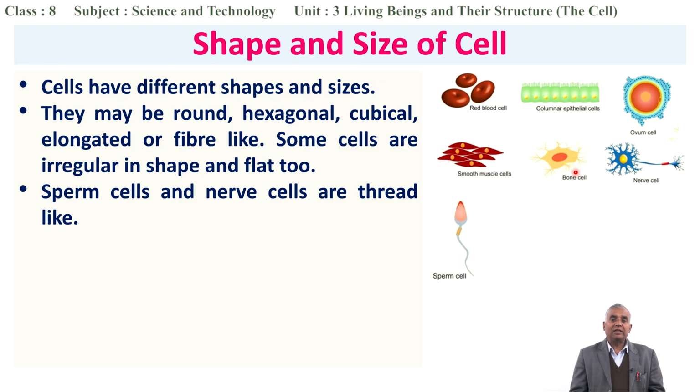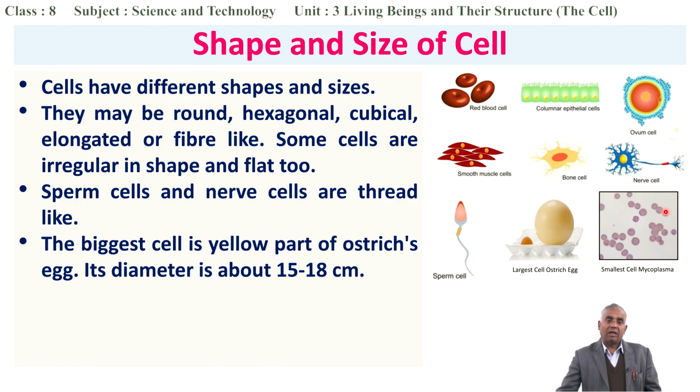Sperm cells and nerve cells are thread-like. I showed you, a part of them is like a thread. The biggest cell is the yellow part of an ostrich egg. At first, compare the egg of a hen and the egg of an ostrich. An egg is a cell, and its yellow part inside the egg is the biggest cell. Example of the biggest cell is about 15 to 18 centimeter in size. That means about half of your small scale.